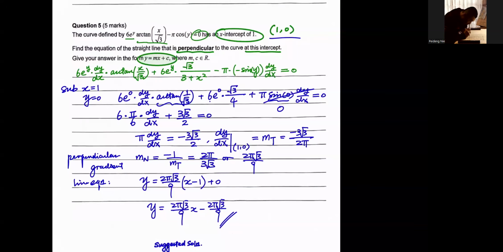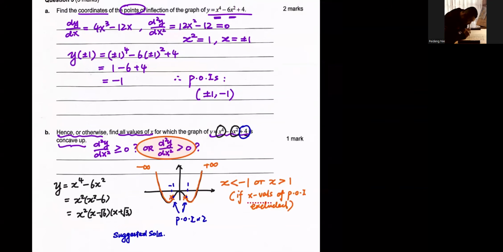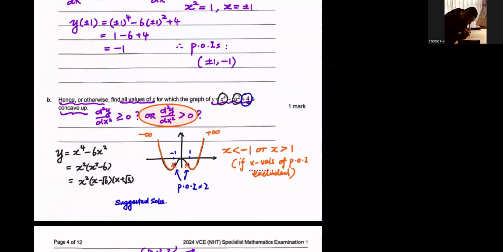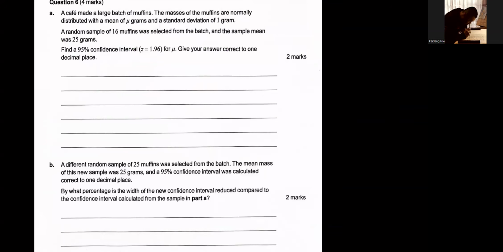So in my opinion, the first 5 questions are quite accessible, except for the definition, a little bit of ambiguity here, concave up. But this one is reasonable. Let's have a look at question 6. A cafe made a large batch of muffins. The masses of the muffins are normally distributed with a mean of mu grams and a standard deviation of 1. A random sample of 16 muffins was selected from the batch, and the sample mean was 25 grams. Find a 95% confidence interval for mu with z equals 1.96.